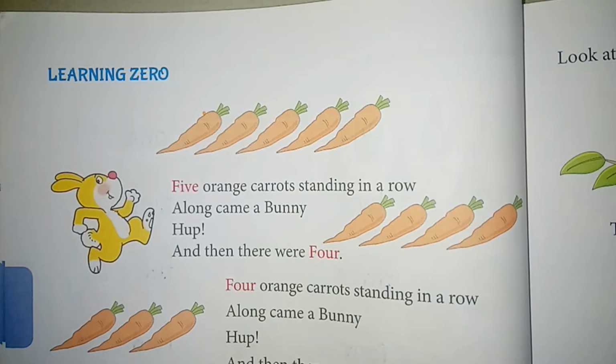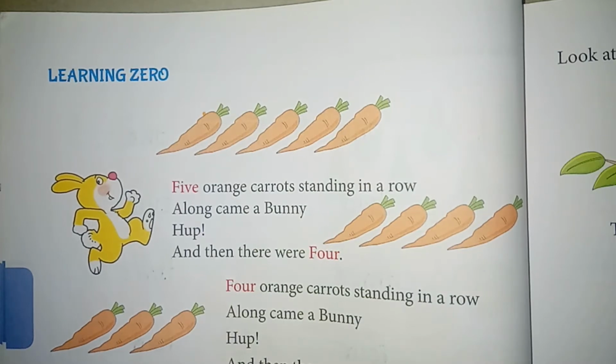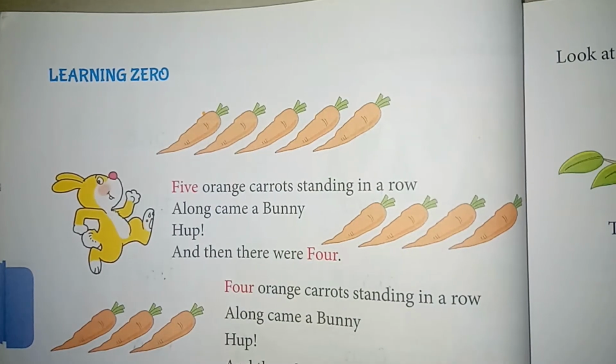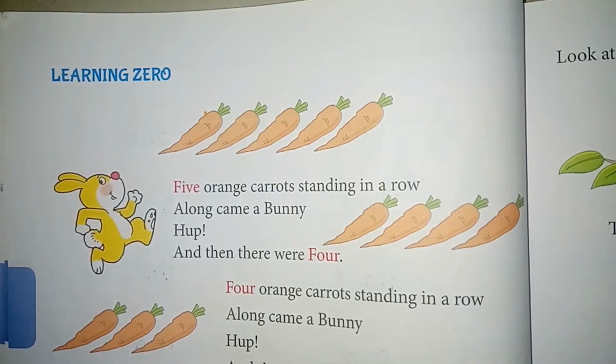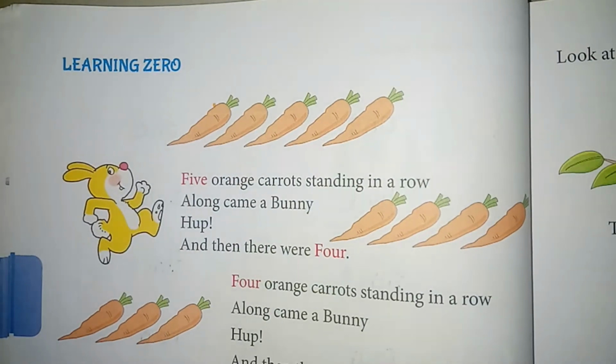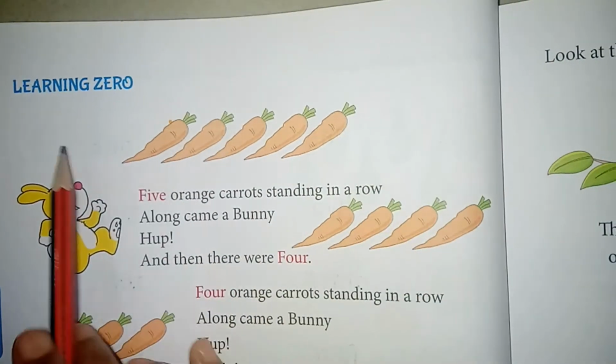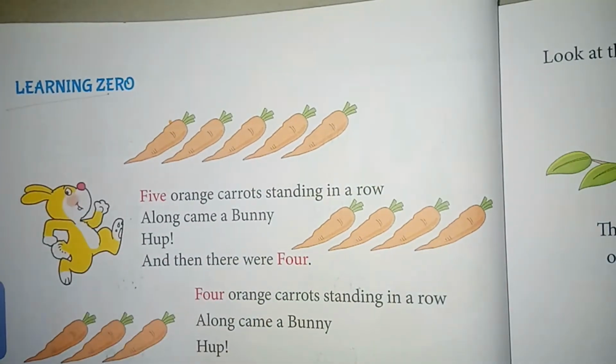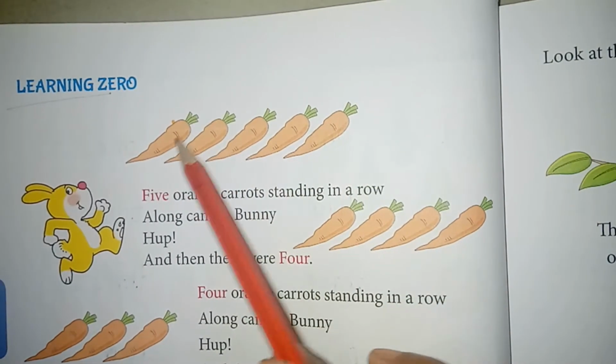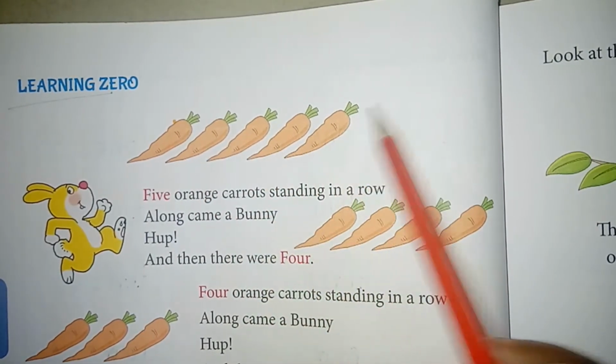Now here we are understanding about learning zero. In the first video, the first part of this lesson, we have understood numbers from 1 to 9. And here we are understanding learning zero. First we will see 1, 2, 3, 4, 5.